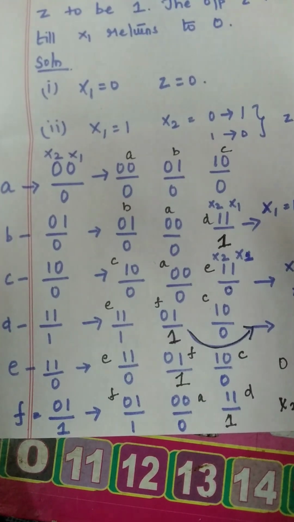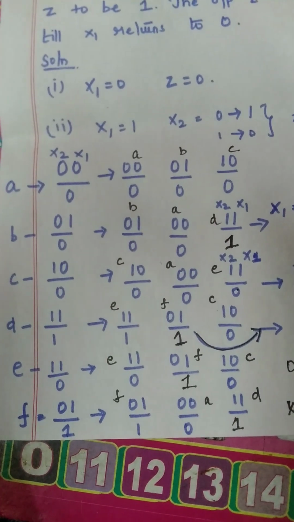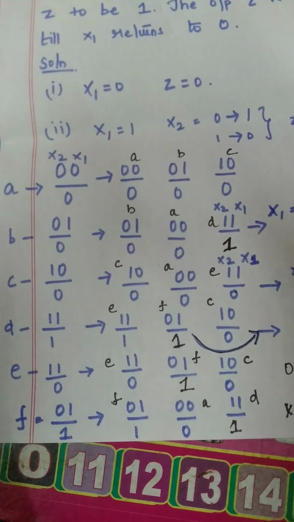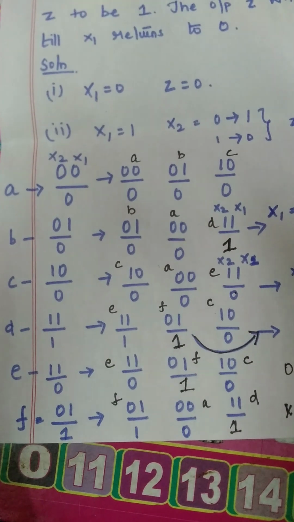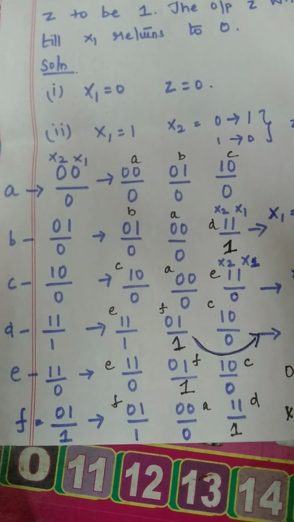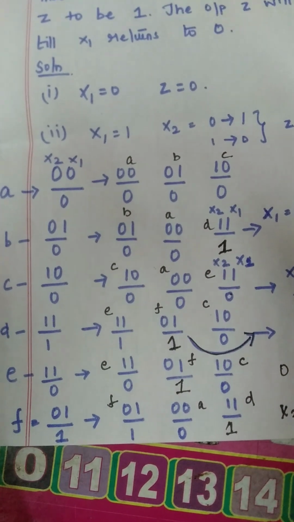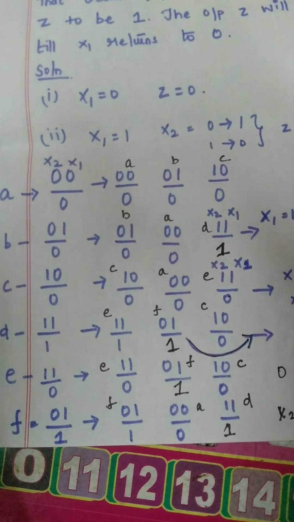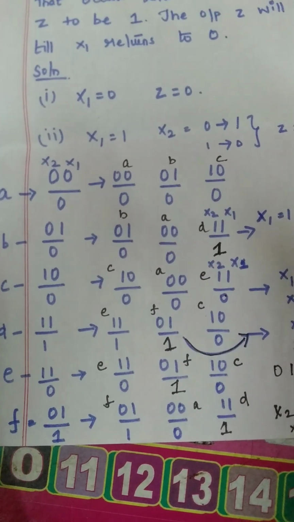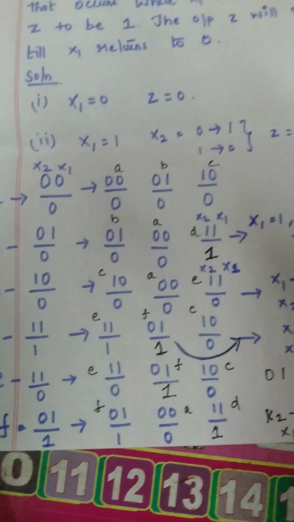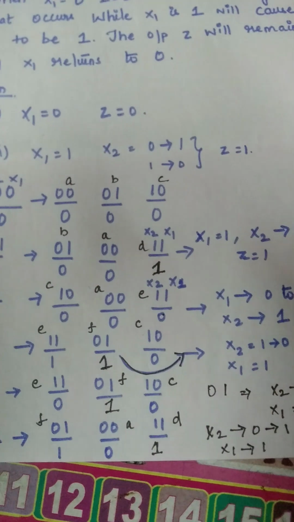Now we are going to see the solution. Already we have seen the conditions. When x1 equal to 0, z equal to 0. And your second condition is x1 equal to 1. At that time, x2 should change from 1 to 0 or 0 to 1. At that time, your z will be equivalent to 1.